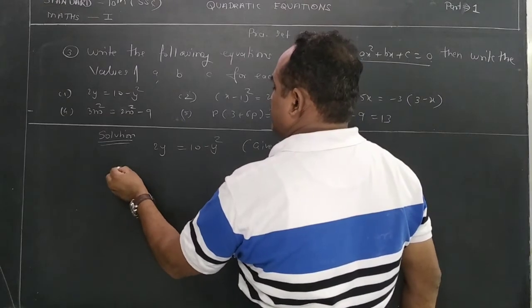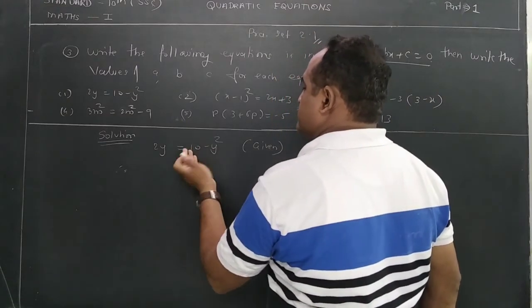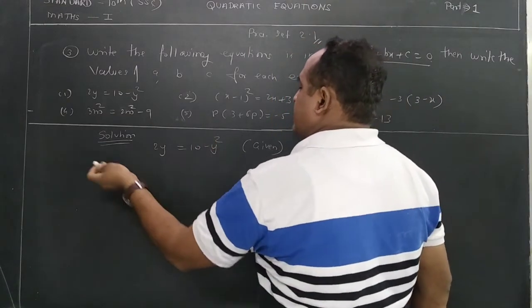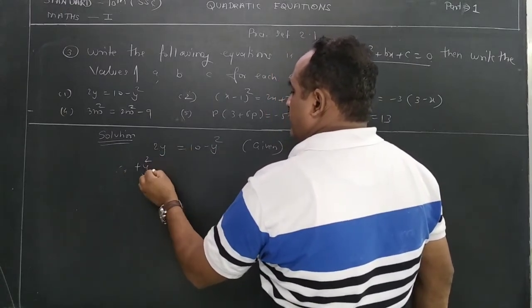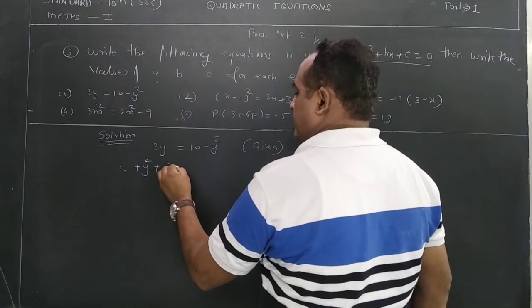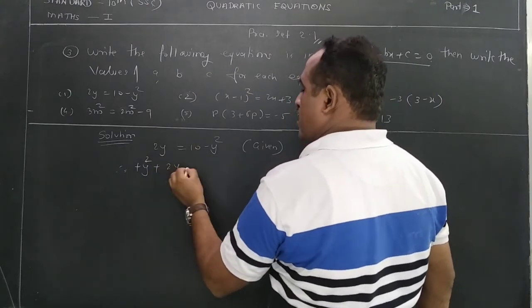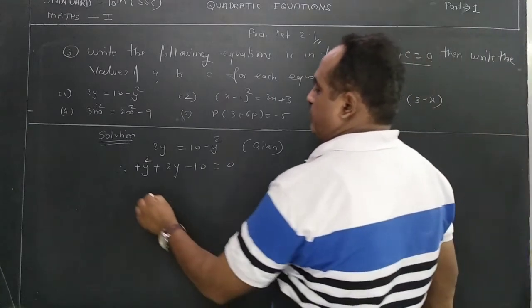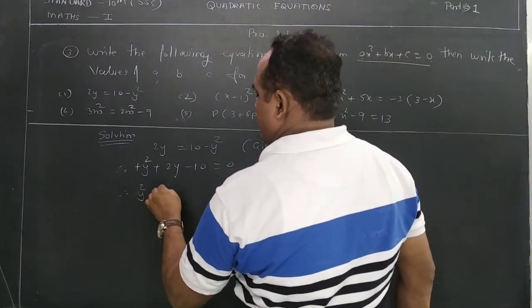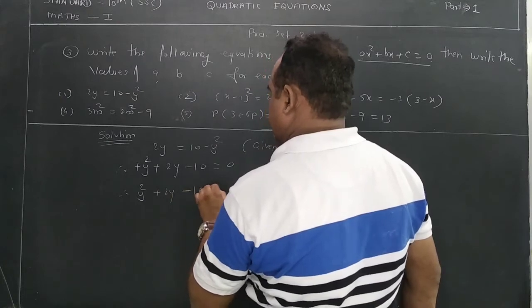First of all, y square should be on that side. The minus y square on this side, if I transfer to that side, becomes plus y square. Plus 2y on the same side only. But 10 also we are going to transfer to that side, minus 10. So what do you get now? y square plus 2y minus 10 is equal to 0.